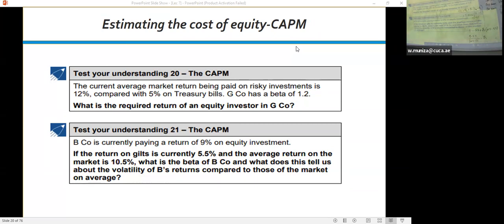0.7. The mistake is there. So it will be 0.7, not 70%. Yes, 0.7 we took. This is beta, so we are not going to convert it into a percentage, students. This is beta.